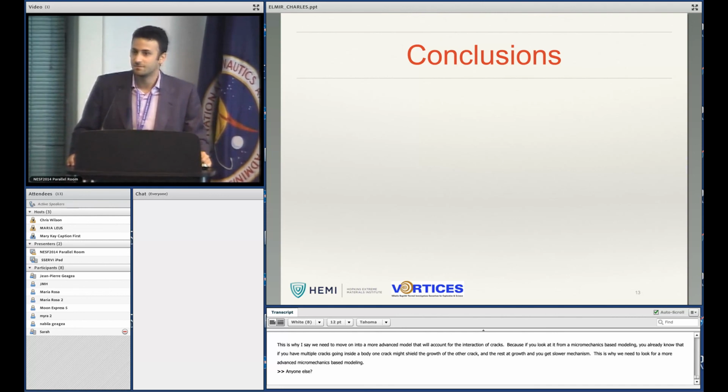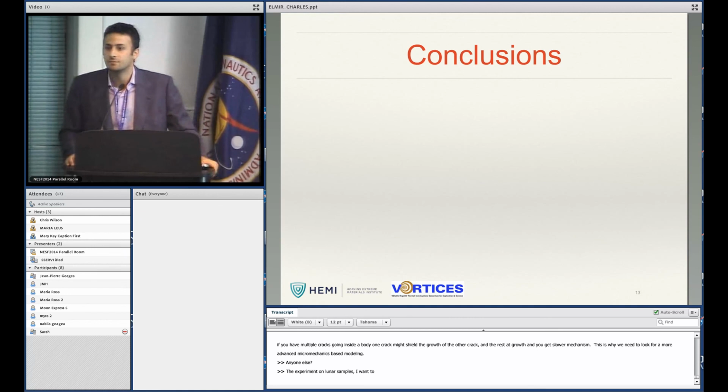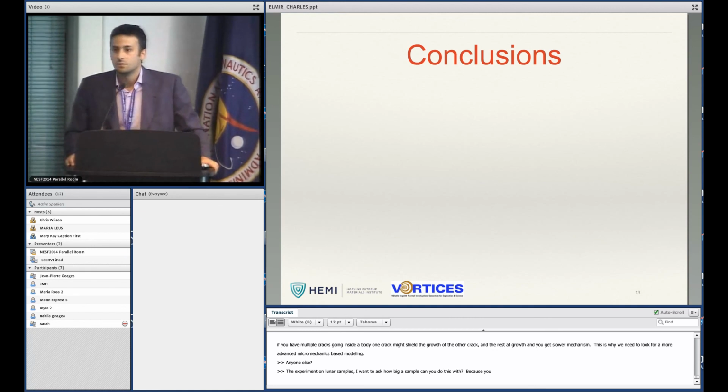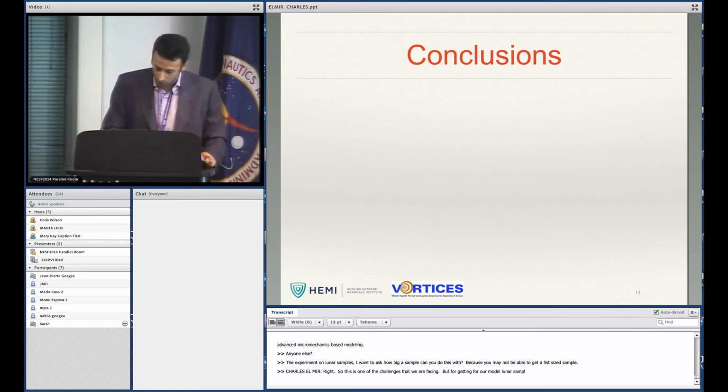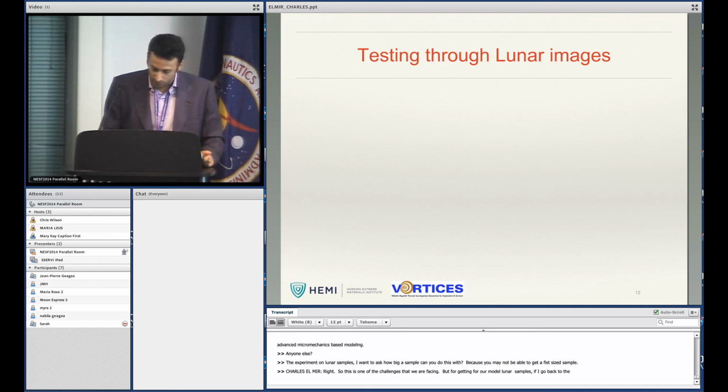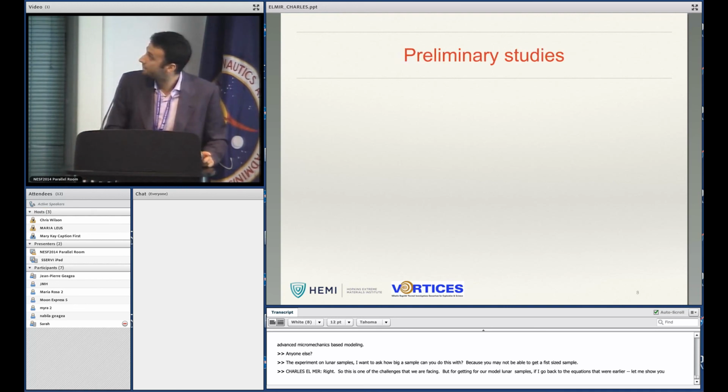If you do experiments on lunar samples, I just want to ask how big a sample can you do this with? Because you may not be able to get a fist-sized sample. Right. So this is one of the challenges that we're facing. But for getting parameters for our model for lunar samples, if I go back to the equations that were earlier, let me just show you.